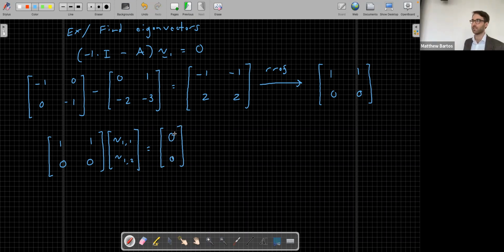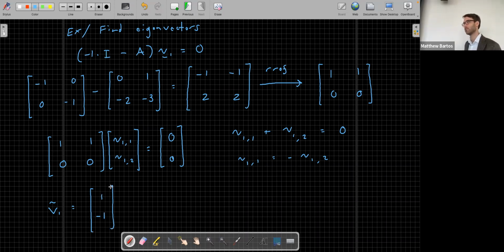So what can we do now? Does anyone remember? How do we compute this vector here? Right. So this is telling us that V11 plus V12 is equal to 0, right? So our eigenvectors will have to be of the form V11 equal to -V12. So we can create a candidate eigenvector. I'll call it V1 tilde, and let's just say it is 1, -1. So this is a valid eigenvector.